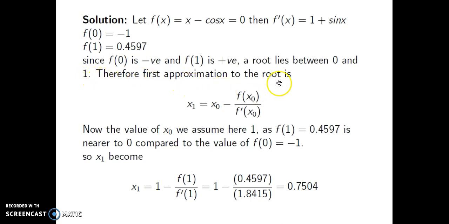Therefore the first approximation to the root is x1 equal to, this is the formula. Now the value of x0 we assume here is 1, as f of 1 is 0.4, which is nearer to 0 compared to the value of f of 0, which is minus 1. So x1 becomes the first approximation, 1 minus f of 1 upon f dash of 1. Calculated this, we get 0.7504.